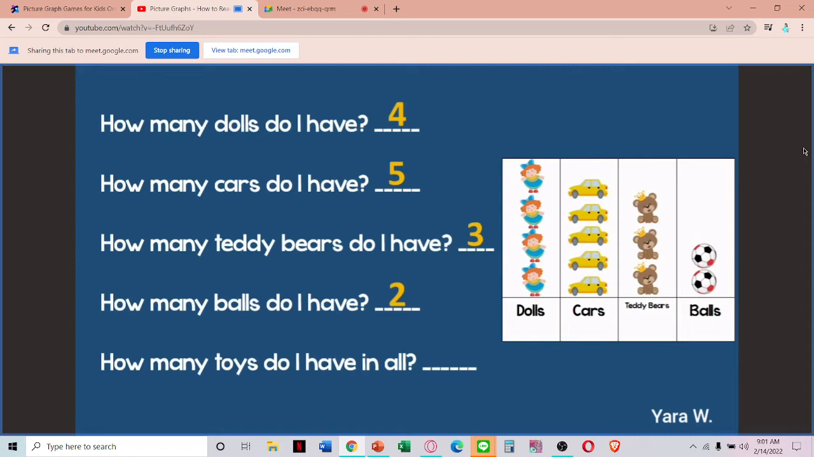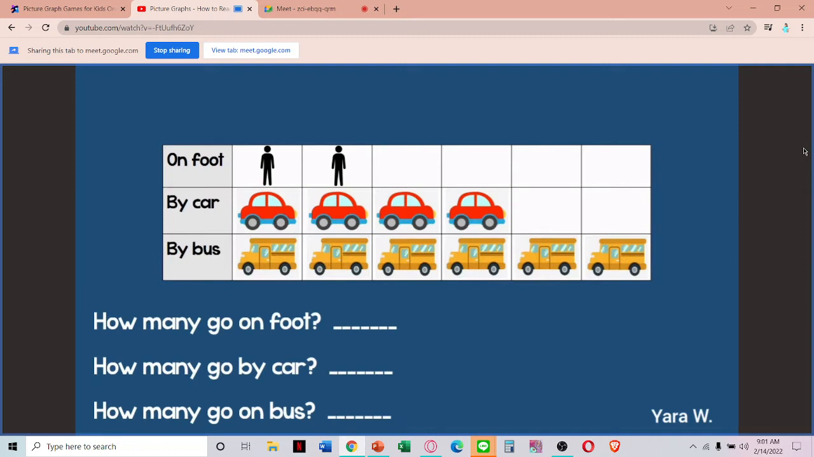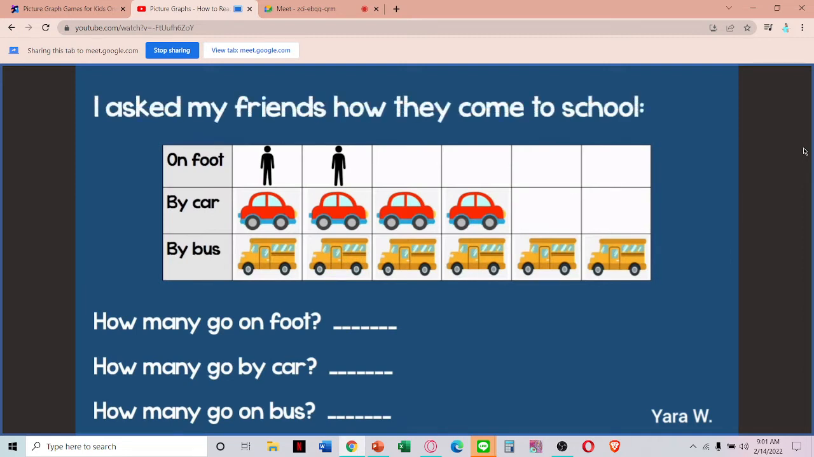Now, the trickiest question of all is, how many toys do I have? I can count all the toys to find out. I have 14 toys. Cool. Now it's your turn to answer.